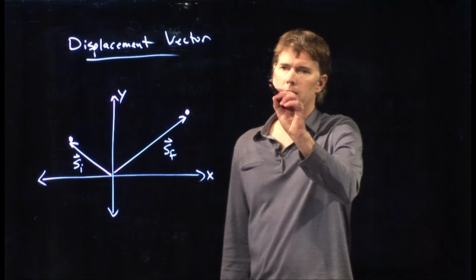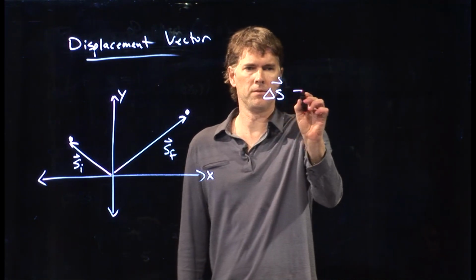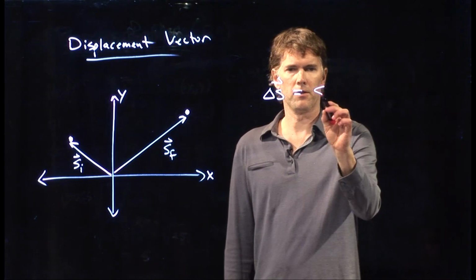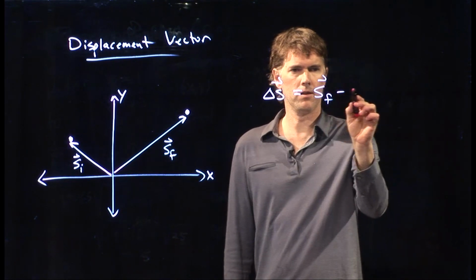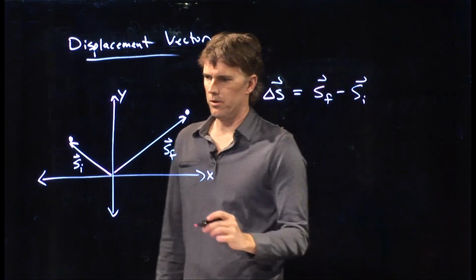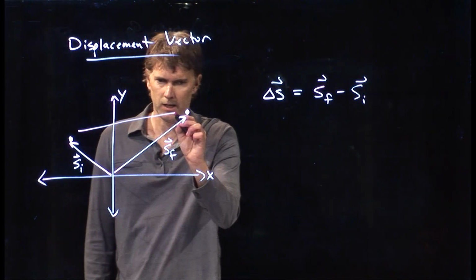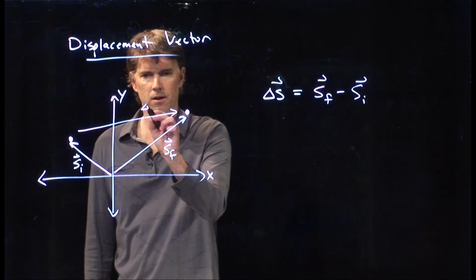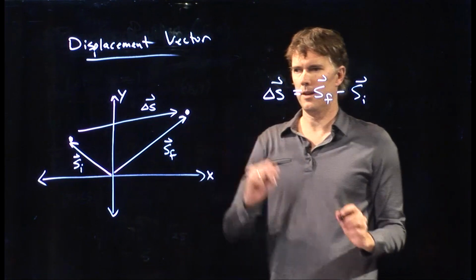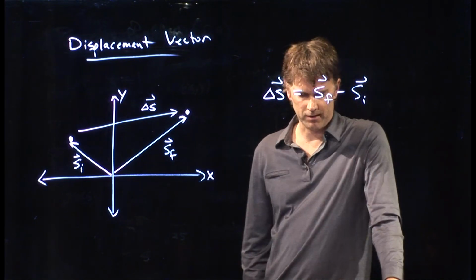And therefore, delta S is going to be the difference between the two. It's going to be the final location minus the initial location. And we know exactly what that should look like. It should look like that right there. From where you started to where you ended, that's what delta S looks like.